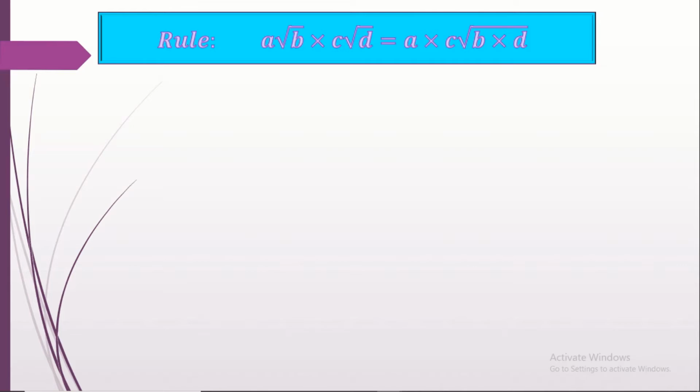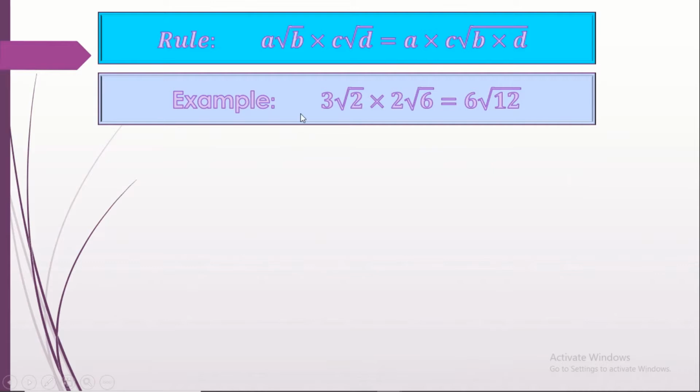What does it mean? When we want to multiply square roots, we should multiply the numbers that are outside the radical alone and the numbers that are below the radical alone. Let's take an example to understand it more. If we have 3 radical 2 times 2 radical 6, how to write its answer? 3 times 2 is 6. Radical 2 times 6 is 12. So we multiplied the numbers outside the radical alone and the numbers below the radical with each other.